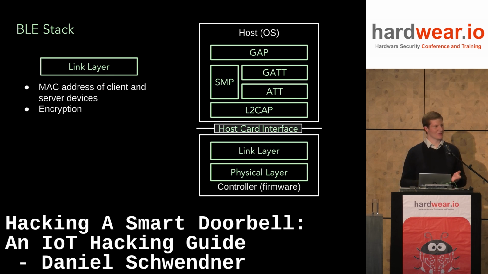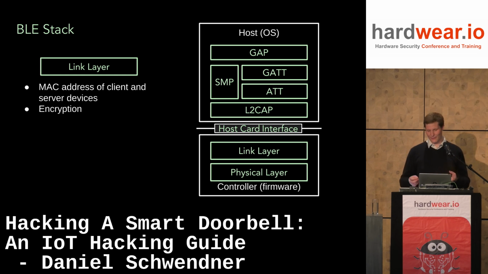Now the Bluetooth protocol stack looks a bit like this. You have your controller with your firmware, and you have your host OS. On the controller, the physical layer is running, where the radio frequency signal is created, and the link layer. In the link layer, all the MAC addressing is done, and for Bluetooth even some MAC layer encryption is done.